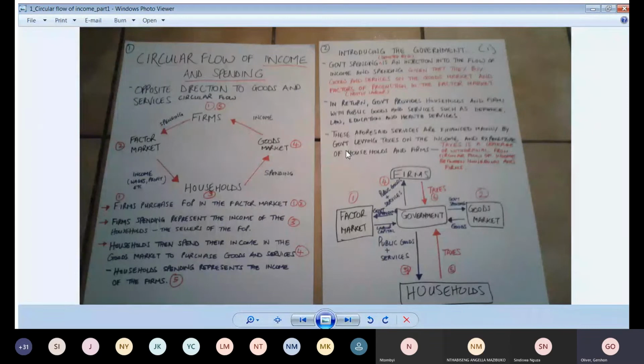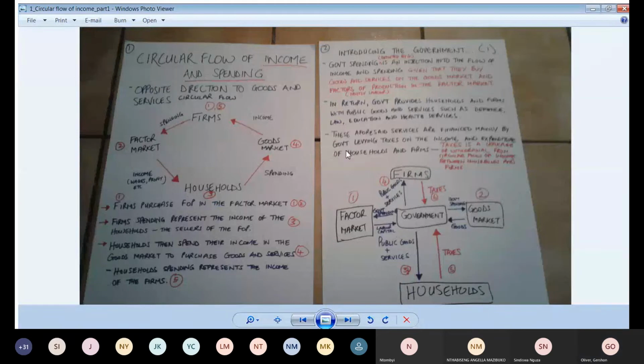So where are we now? We're by the goods market, by number 4 over there. The household spending represents the income of the firm. I hope everybody's got that.